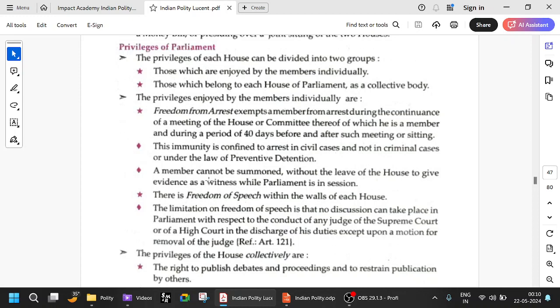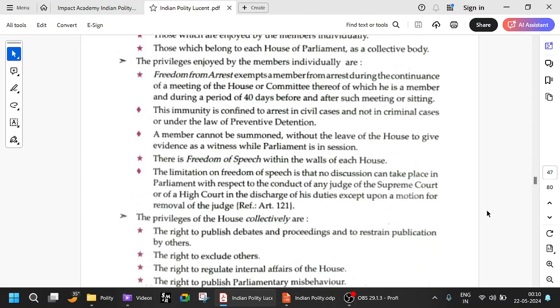Okay, so a member cannot be summoned without the leave of the House to give evidence as a witness while Parliament is in session. So while Parliament is in session, you cannot call an MP to give witness in a court. And there is freedom of speech within the walls of each house. The limitation on freedom of speech is that no discussion can take place in Parliament with respect to the conduct of any judge of Supreme Court or High Court in the discharge of his duties, except upon a motion for the removal of the Supreme Court or High Court judges. You can discuss their conduct then.